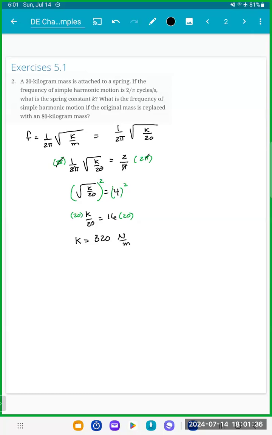Now to find the frequency of the simple harmonic motion, we let K equal that 320 and M equal 80 as given in the last line of our problem. So F in this case is going to be the square root of 320 divided by 80 times that 1 over 2 pi. That gives me 1 over 2 pi times the square root of 4. The square root of 4 is 2, so that is going to give me 1 over pi cycles per second.